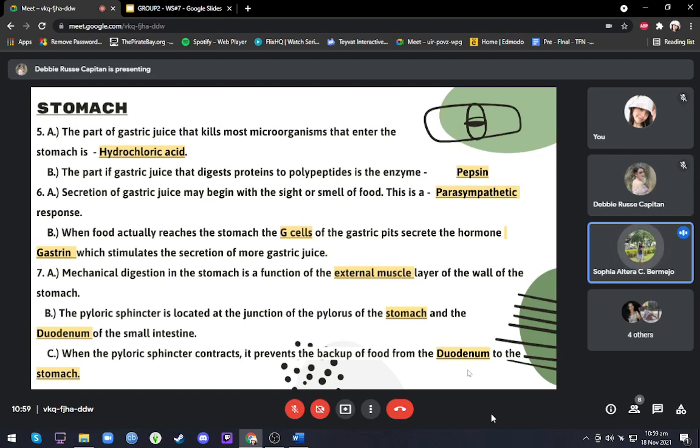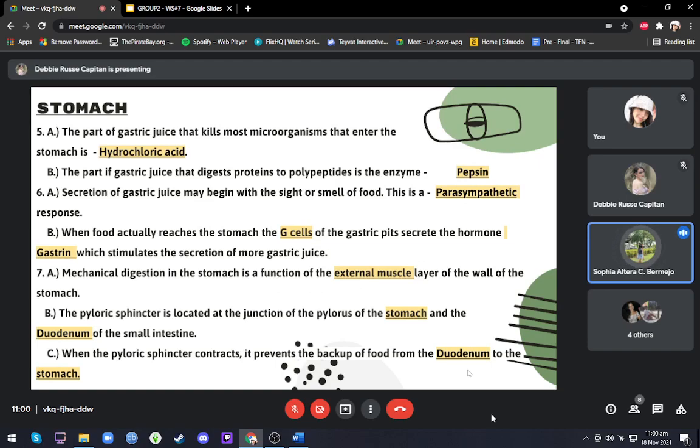Number 6, letter A, secretion of gastric juice may begin with the sight or smell of food. This is a parasympathetic response. Letter B, when food actually reaches the stomach, the G cells of the gastric pits secrete the hormone gastrin, which stimulates the secretion of more gastric juice.